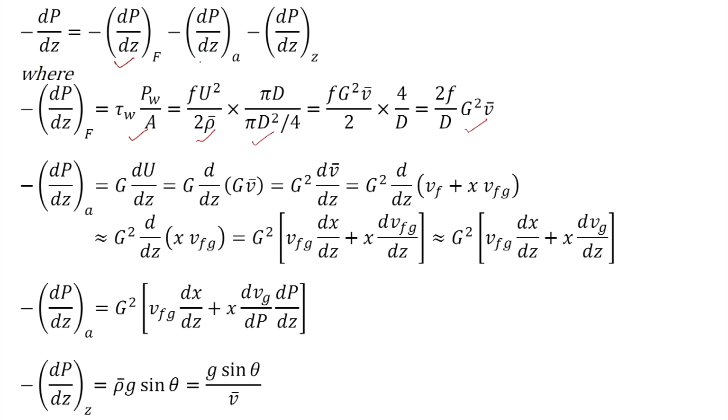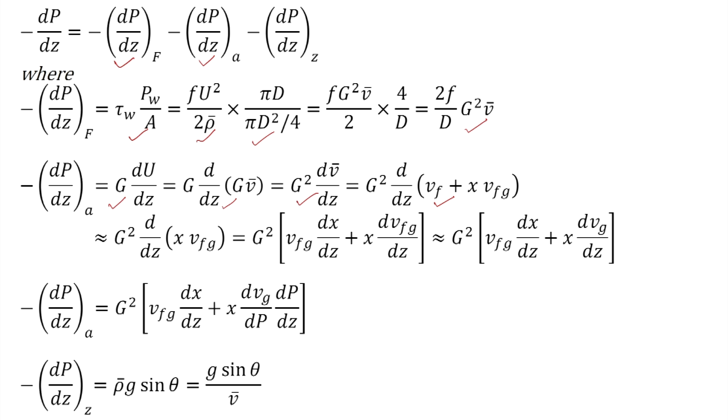The second term is the pressure gradient due to acceleration, and it is equal to G du by dz, but u is equal to G V bar. So, we substitute, and then G can be taken out of the derivative. So, we get G square dV bar by dz, and V bar is equal to Vf plus x Vfg.